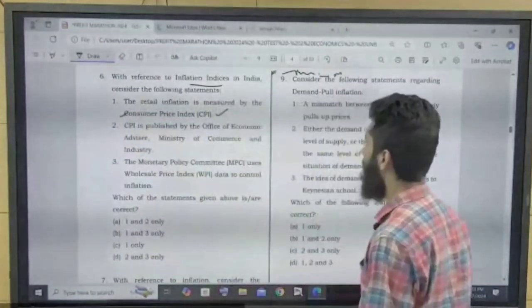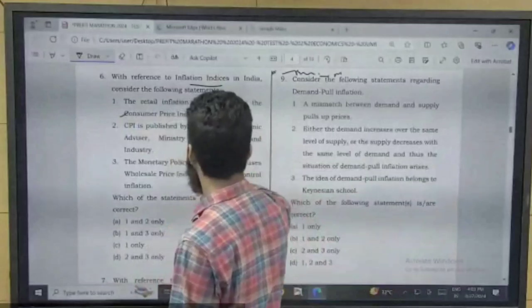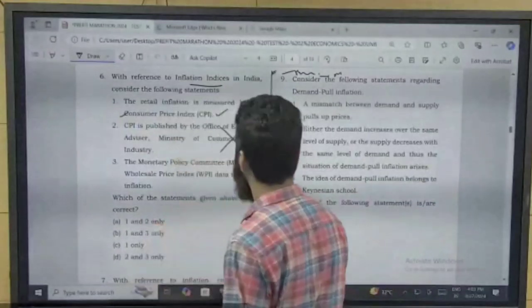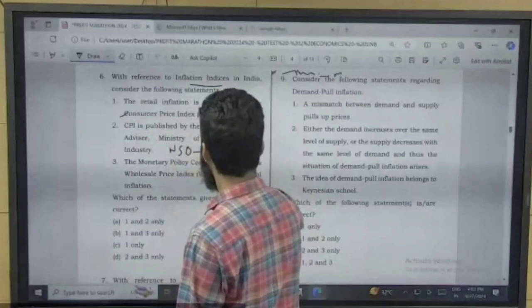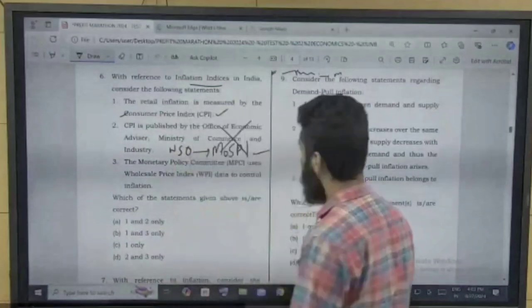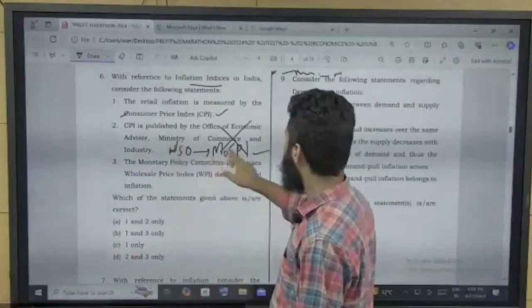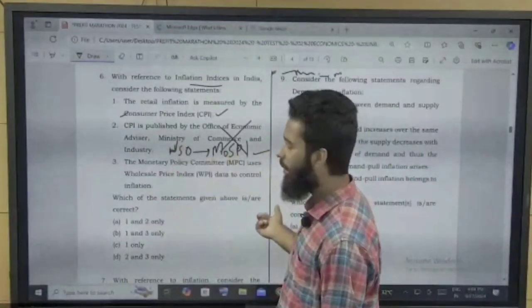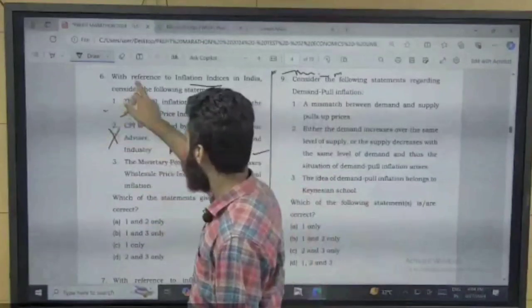CPI is published by Office of Economic Advisor in the Ministry of Commerce and Industry. It is not correct. It is National Statistical Office under Ministry of Statistics and Program Implementation, MOSPI. So it is published by this. So statement 1 is correct, 2 is incorrect.